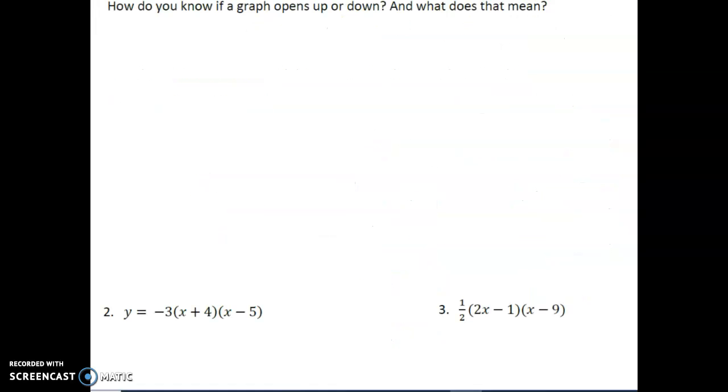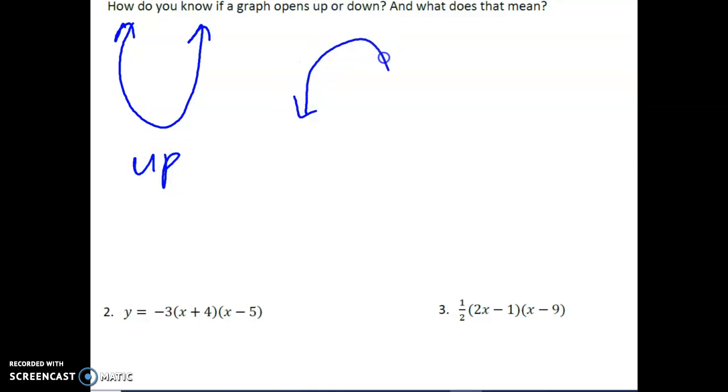All right, so how do you know if a graph opens up or down? And what does that even mean? Well, for a graph to open up, it's going to go this direction. And for a graph to open down, it's going to go this direction. It's basically telling us where the open part of the graph is. The open part is on the upper side, and here the open part is on the lower side. So we'd say that this graph opens up and this graph opens down.